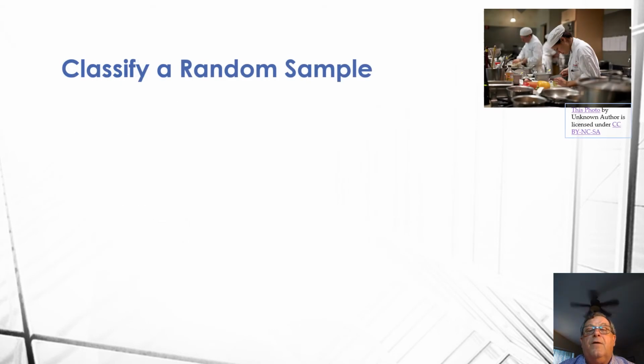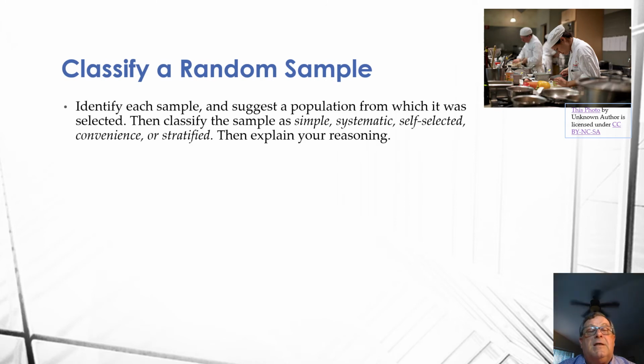So let's see, we're going to classify a random sample. I've got a bunch of cooks up here. It says identify each sample, suggest a population from which it was selected, and then classify the sample as simple, systematic, self-selected, convenience, or stratified. Then explain your reasoning.